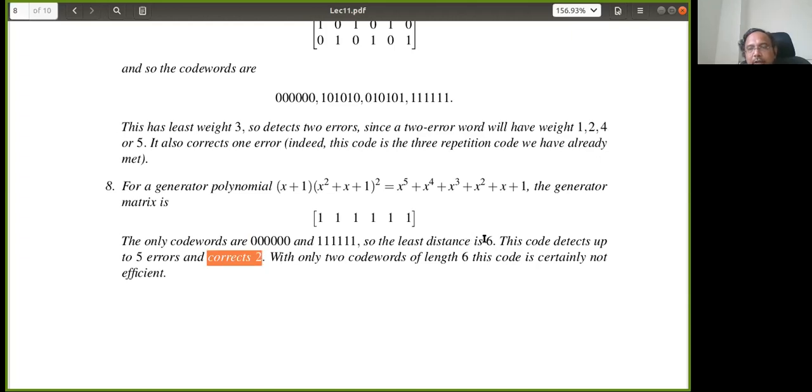It is because 6 is greater than or equal to 2t plus 1. What is the t? 2 only. So that's why I can do that. So what is happening? For example, if 2 errors happen, say I sent 0 0 0 0 0 0 and 2 errors happened, then what vector will I get? That vector contains 2 ones, right? Then I'll check the distance from that vector to 0 0 0 0 0 0 and to 1 1 1 1 1 1.